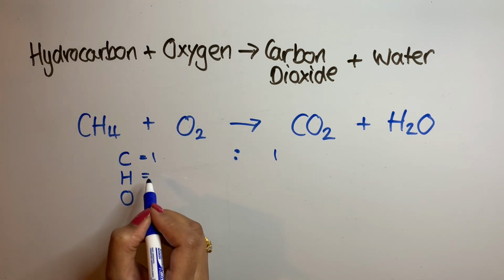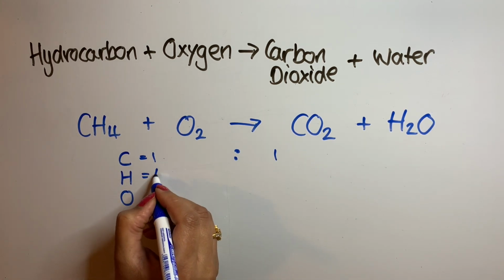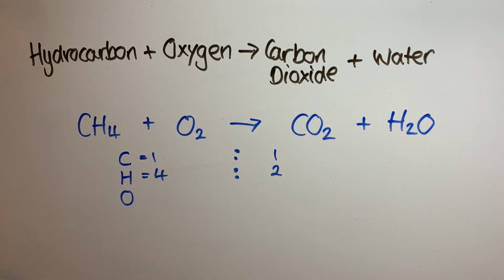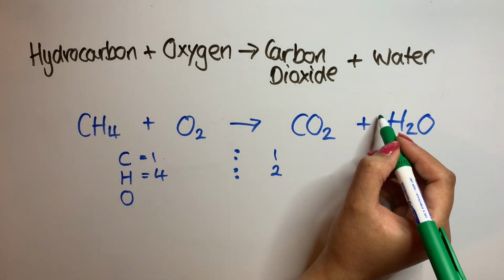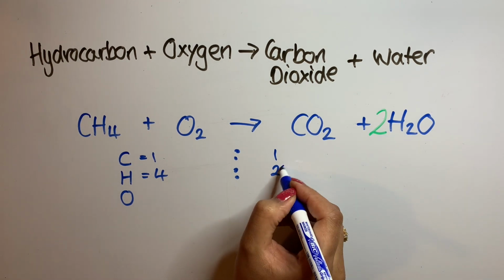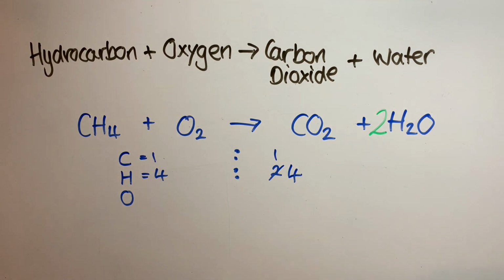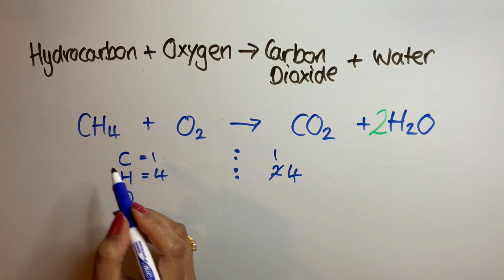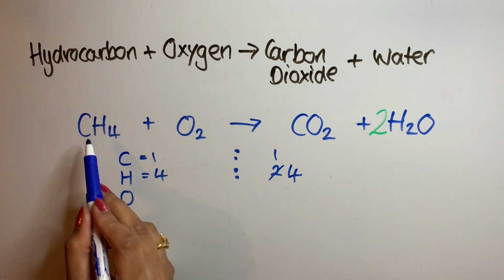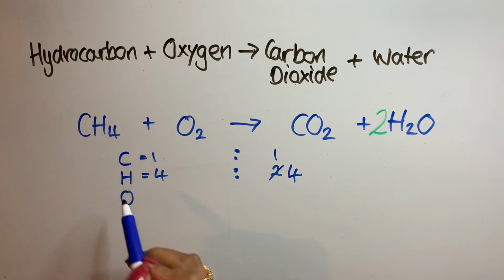However, now if we look at our hydrogens, on the left hand side we have 4, however on the right hand side we only have 2. Therefore, to balance out our hydrogen atoms here, we would need to have 2 H2O molecules. And that now, 2 times 2 means we have 4 hydrogens on the right hand side and 4 hydrogens on our left hand side. We've still got 1 carbon and 1 carbon, so everything's balanced so far.